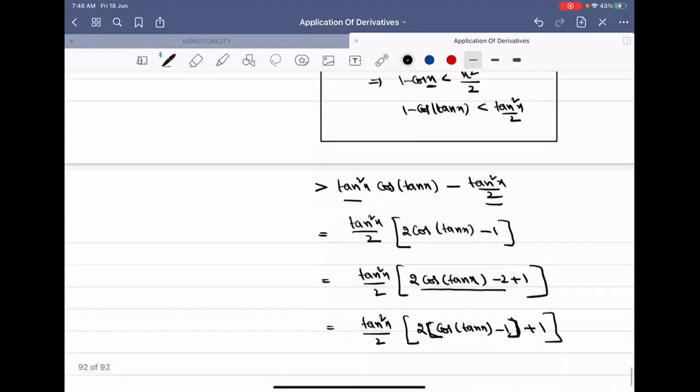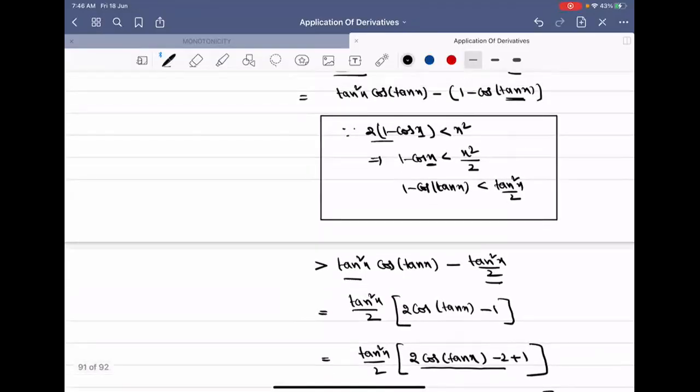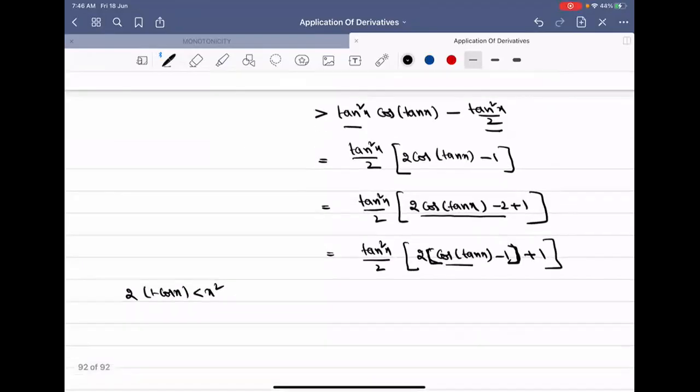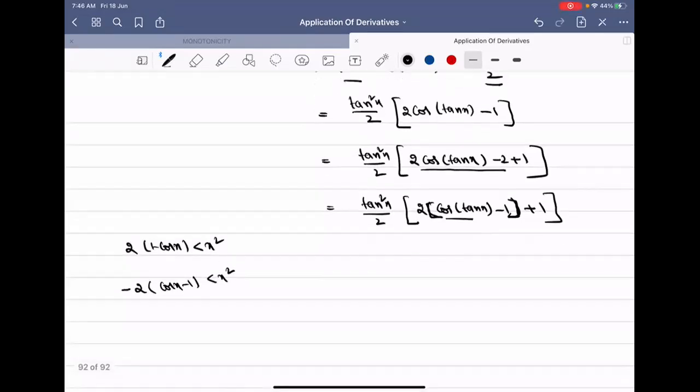Now again, if you use this inequality here, 2 times 1 minus cos x is less than x square. But here cos x minus 1 is there. So if you take out minus common, then 2 times cos x minus 1 is less than x square. If you multiply throughout with minus, does the inequality change? Less than becomes greater than. Now this 2 cos x minus 1 is greater than x square.